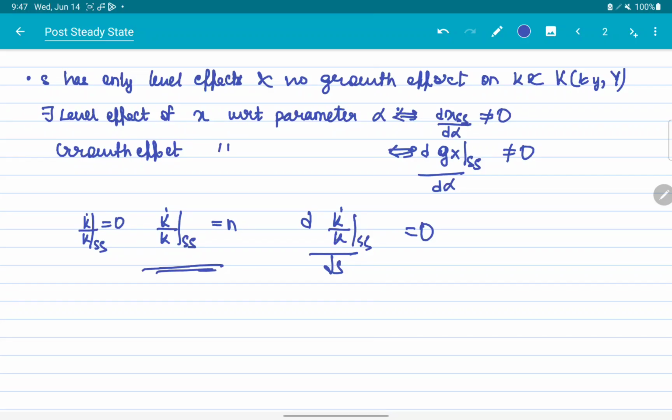But there is still a level effect. A higher s will increase the steady state output and capital per worker for sure. But once you reach that steady state, the growth in small k will still remain at 0 and the growth in capital K will still be driven purely by population. Which means that s cannot change the long run growth rate in capital for this economy, whether aggregate capital or capital per worker.